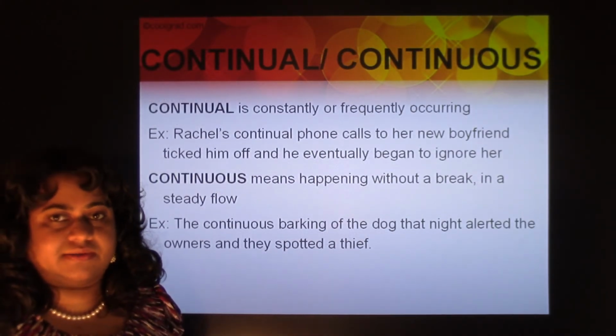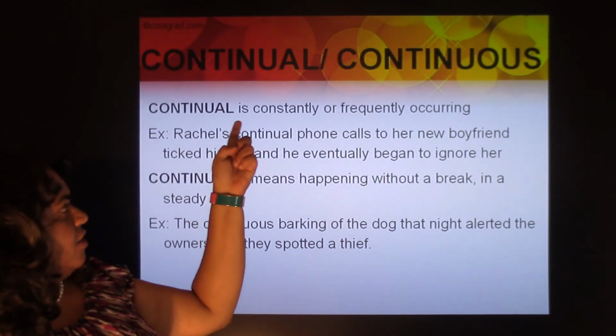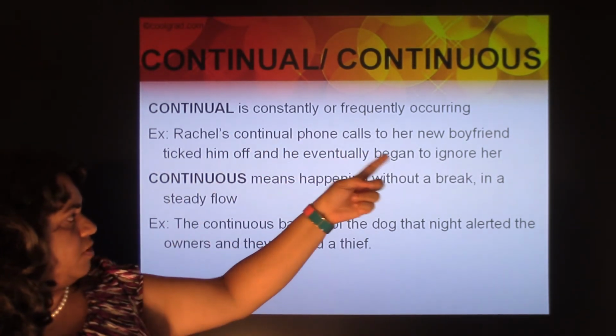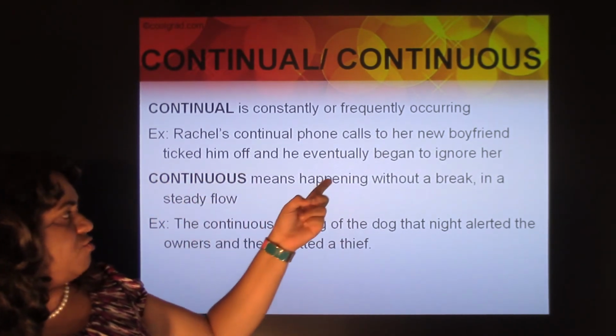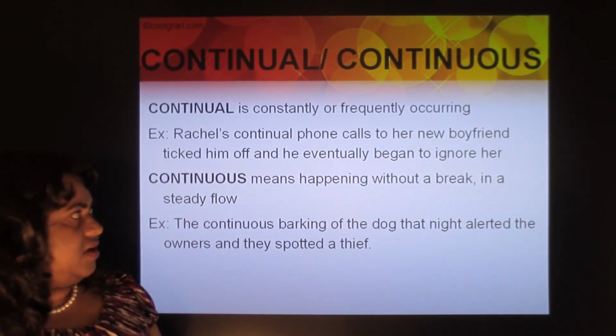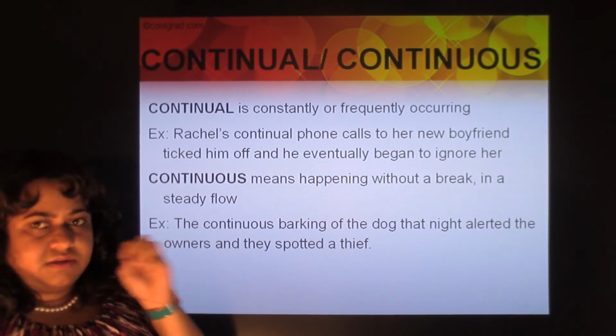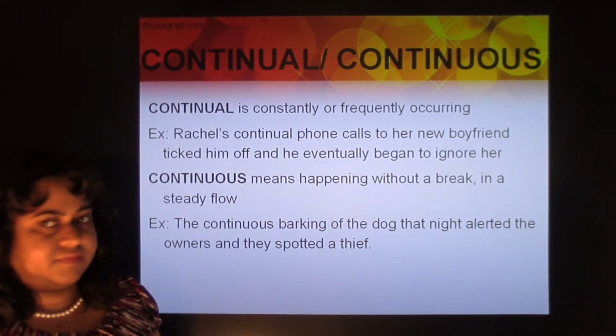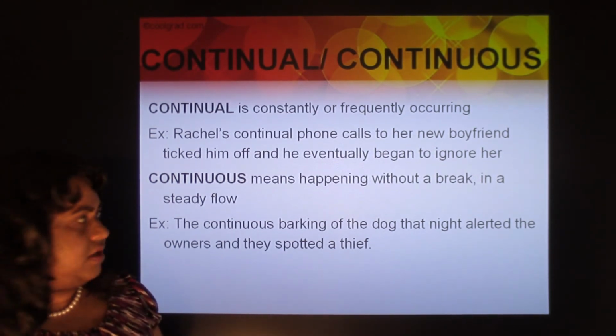Continual and continuous. Continual is constantly or frequently occurring. Rachel's continual phone calls to her new boyfriend ticked him off, and he eventually began to ignore her. Continual means happening frequently, again and again and again, constantly happening, you know.